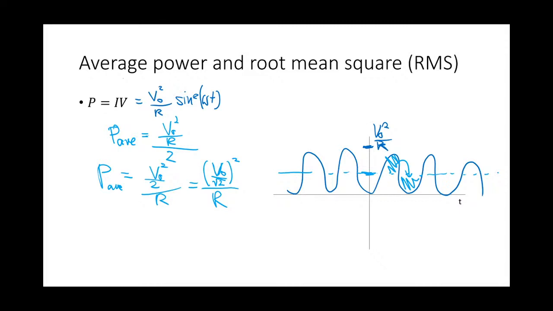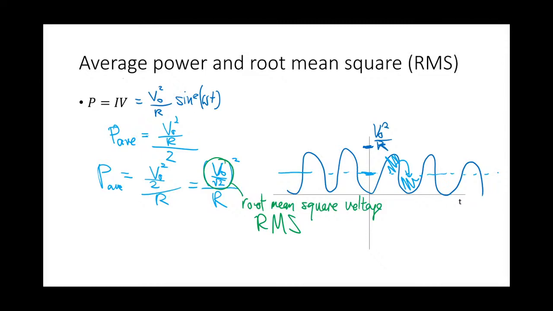This term in here, we take the amplitude and divide by root 2, and we call that the root mean square voltage, or RMS. For most intents and purposes, the function of the root mean square is to help us and facilitate us to talk about the average power without being too clunky about it.